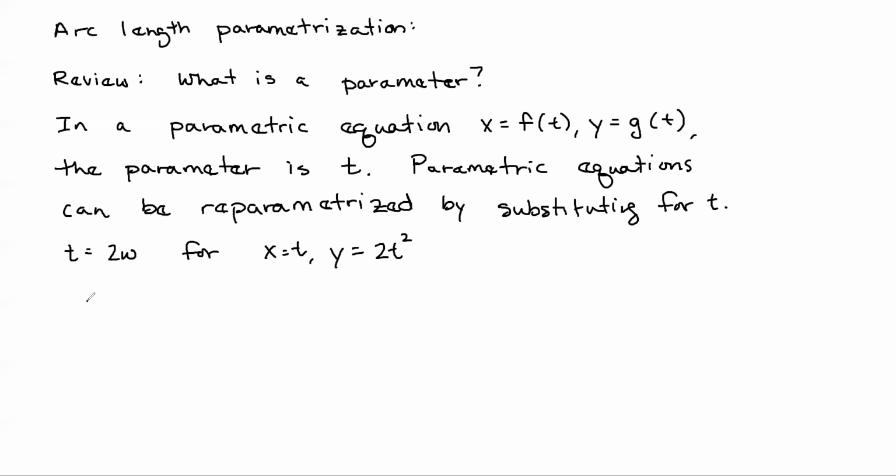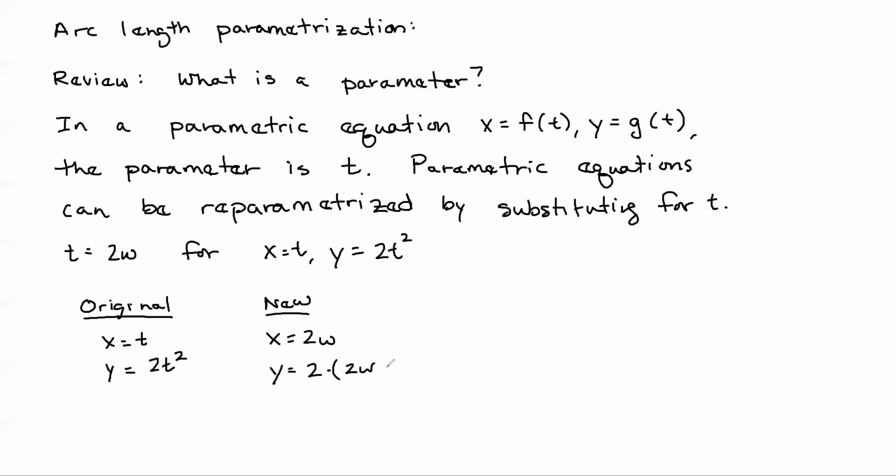And watch what happens, right? So here's our original parametric equation. We have x equals t, y equals 2t squared. And then here's our new one post substitution. We get x equals 2w, and then y equals 2 times 2w squared. And so this simplifies into 8w squared.